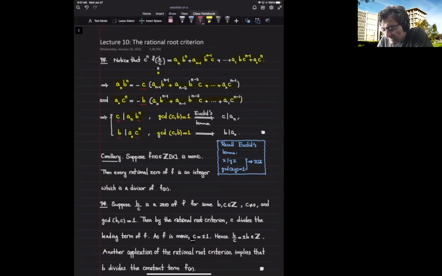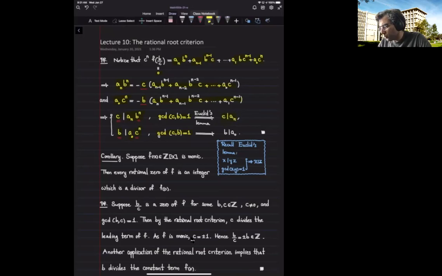So if I tell you C divides this product and C and B are coprime, I deduce that C divides A sub n. Similarly, when B divides this product and B doesn't divide C, I can deduce that B divides A sub 0. This is called Euclid's lemma, and you've seen it before.